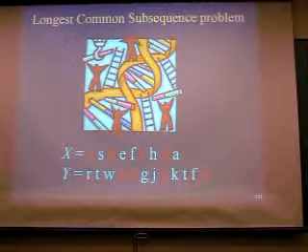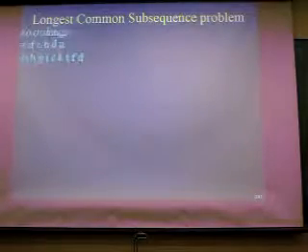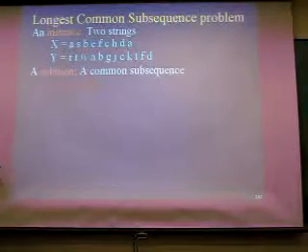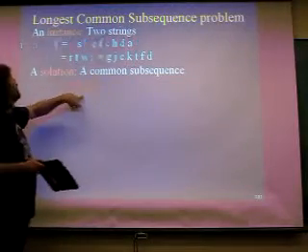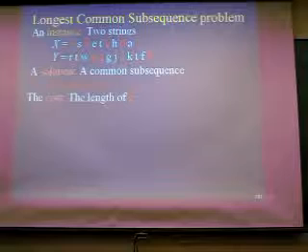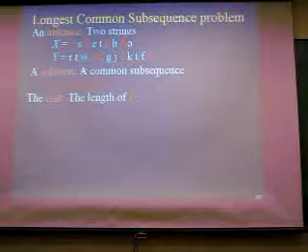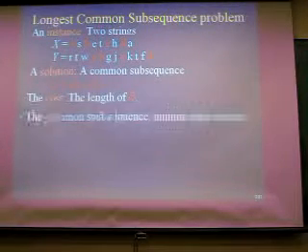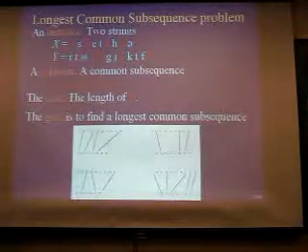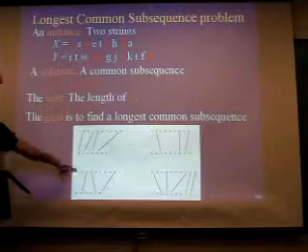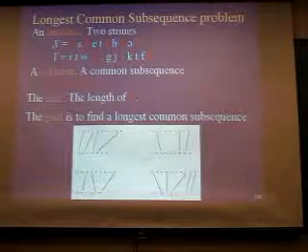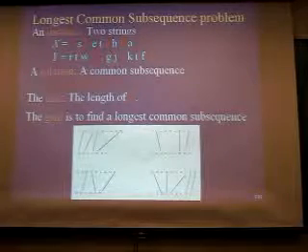Everybody get the problem? All right, so what's the input? As I say, the input's two strings. A solution is a common subsequence, right? Here, this is why it's a common subsequence. And the cost of a solution is its length, and our goal is to find a long one. So here's two examples. I think I got that one from James.